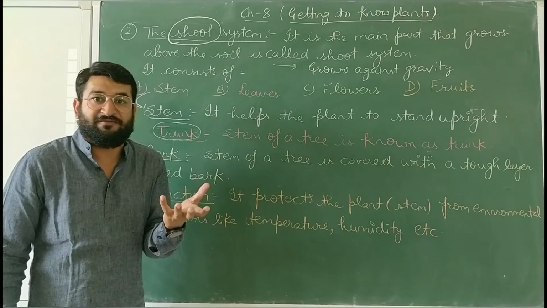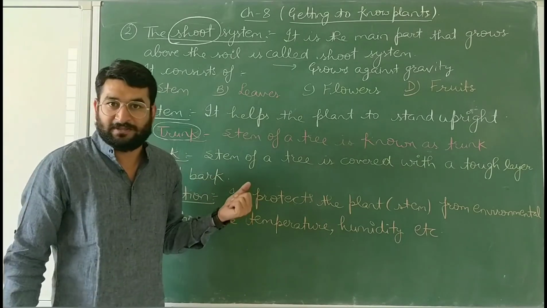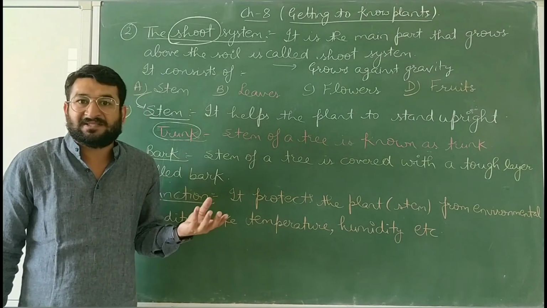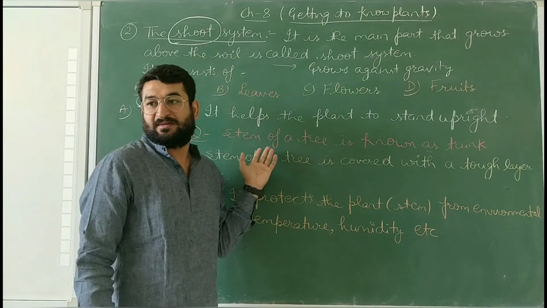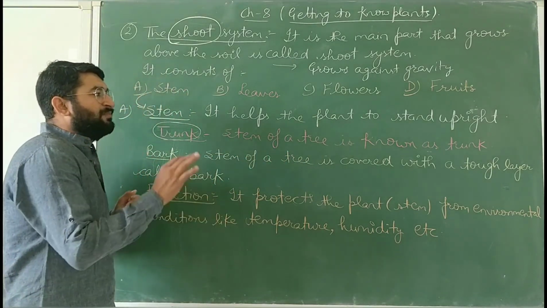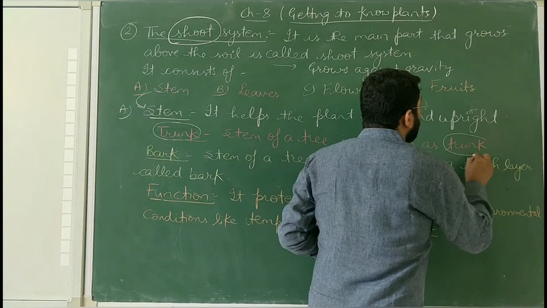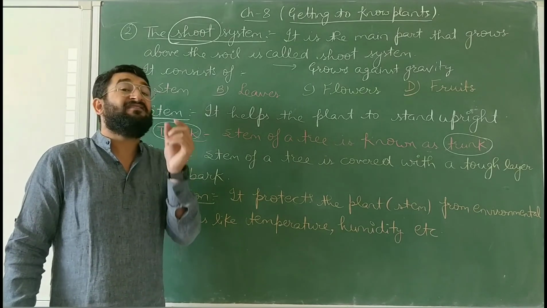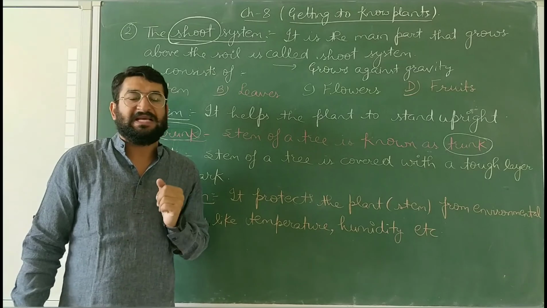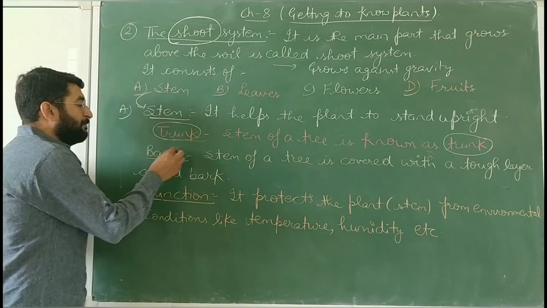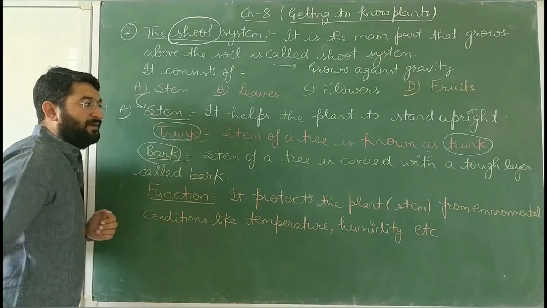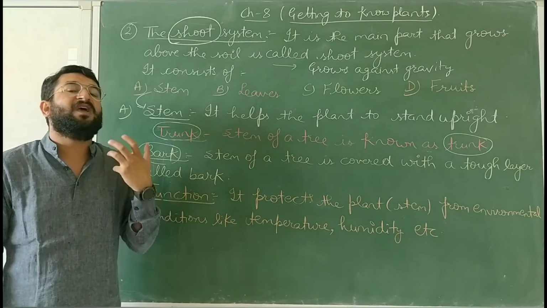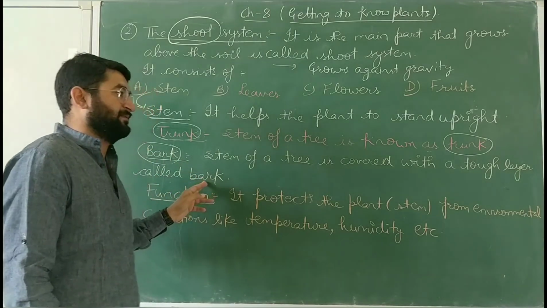From trunk we get the timber. From trunk we get the wood for furniture purposes. To make the various sports equipments like hockey sticks, cricket bats, those are taken from the trunk. Next, you must have observed a trunk, bache. There is a brown covering over it. Like mango tree, neem tree, banyan tree, they have a brownish covering over it. That brownish covering is known as bark. Stem of a tree, the trunk, is covered by a thick covering, and that is known as bark.